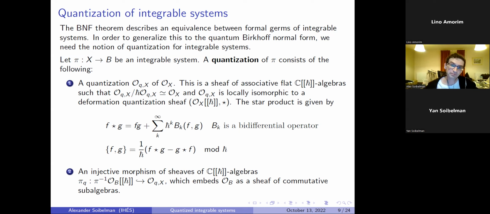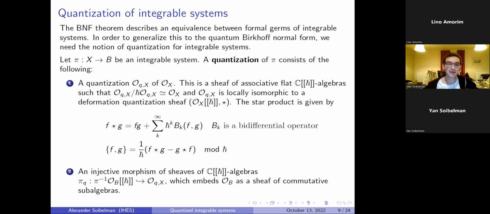So you have a sheaf of associative algebras over formal power series in H bar. And if you mod out by the ideal generated by H, you just get back the functions. But also the sheaf is locally isomorphic to the deformation quantization sheaf, meaning that you're just looking at formal power series in H bar with coefficients in holomorphic functions. But instead of the usual product, you have a non-commutative product, which is the star product.